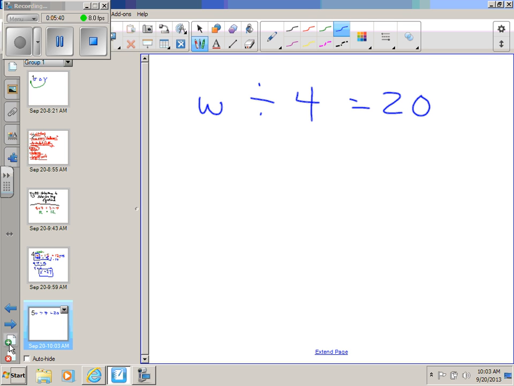What's happening on the same side as W? What's happening here? Dividing by 4. What's the opposite of dividing by 4? Multiply by 4. When I multiply by 4, I will cancel out what's with my variable. And if I multiply by 4, 20 times 4 is 80.